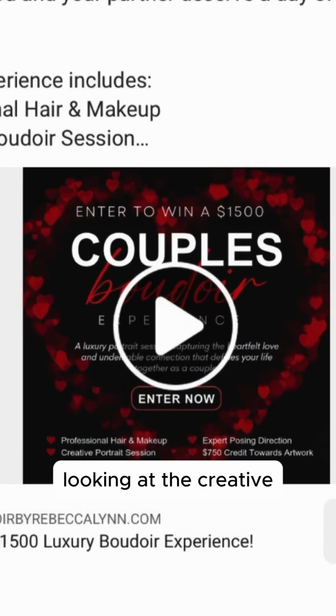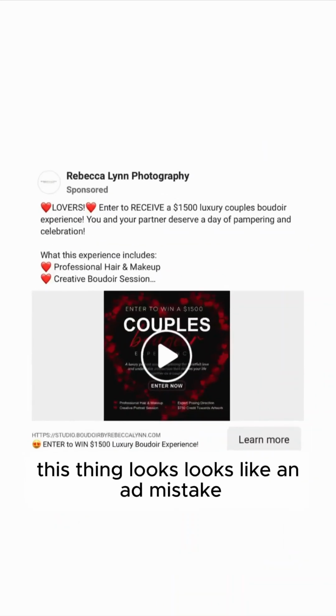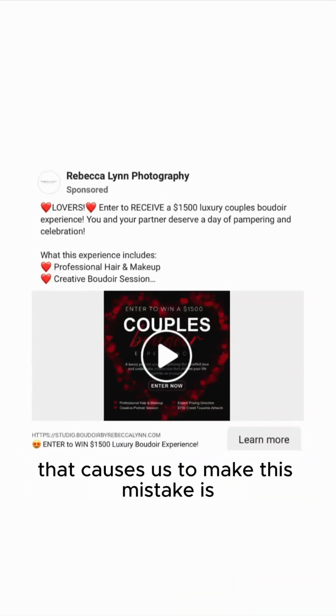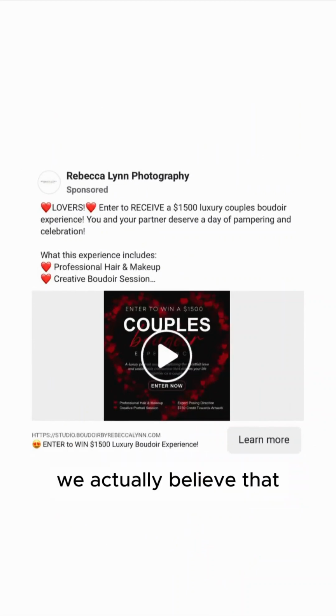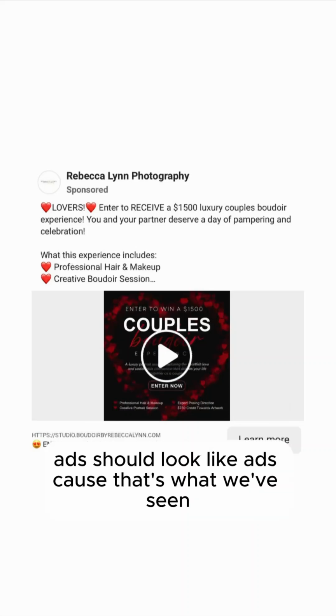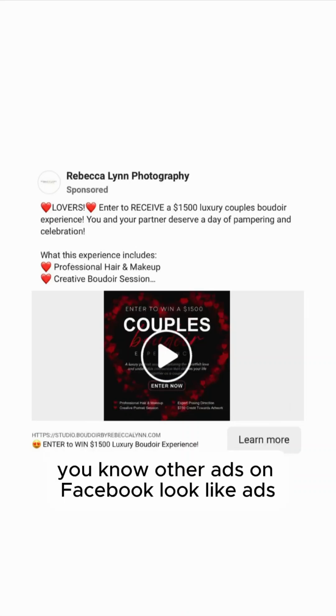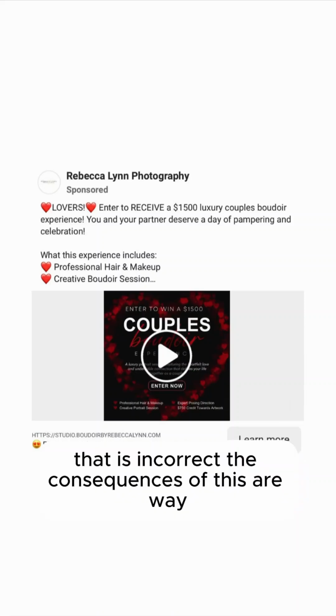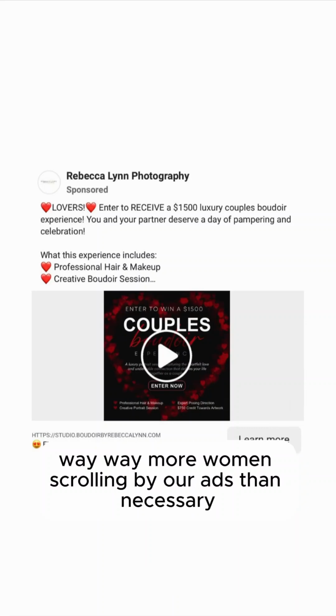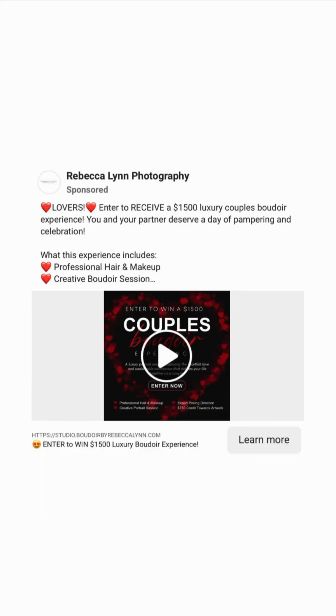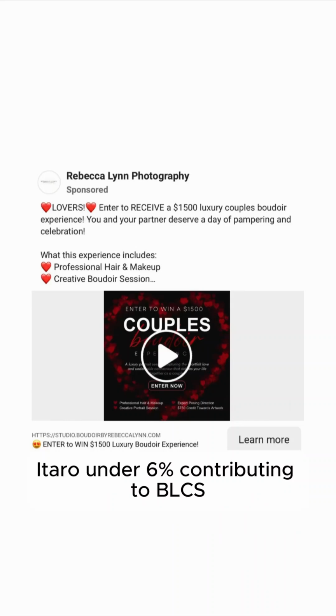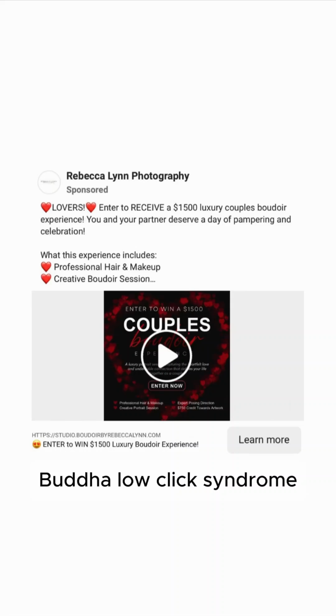Looking at the creative, this looks like an ad mistake. The false belief that caused us to make this mistake is we actually believe that ads should look like ads because that's what we've seen. Other ads on Facebook look like ads, and other Boudoir Facebook ads look like ads. That is incorrect. The consequences of this are way more women scrolling by our ads than necessary, and pulling our unique CTR under 6%, contributing to BLCS, Boudoir low click syndrome.